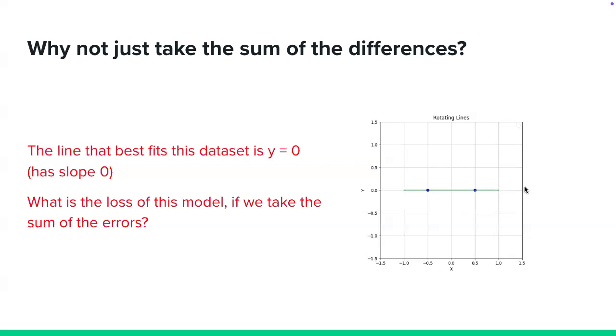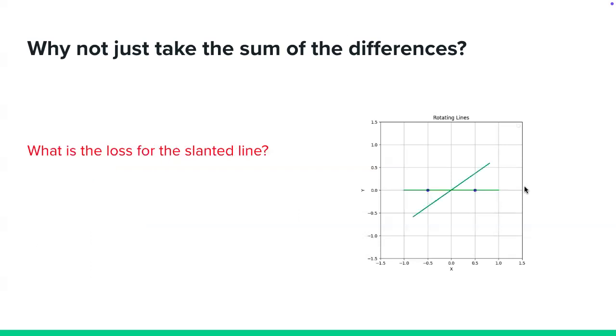0. So now I want to ask you all, what is the loss of this model if we take the sum of all of the errors of all the points, the sum of the differences? Yes, the loss is 0. But what is the loss for the slanted line?